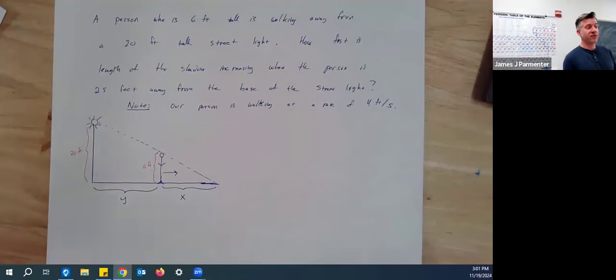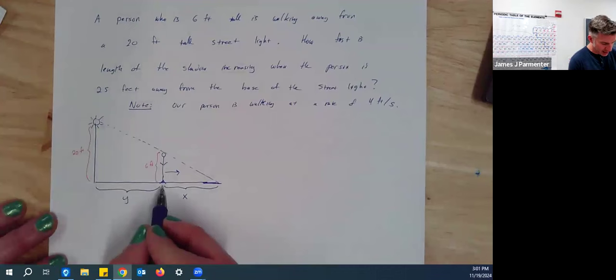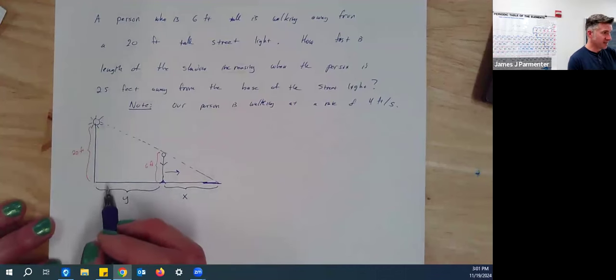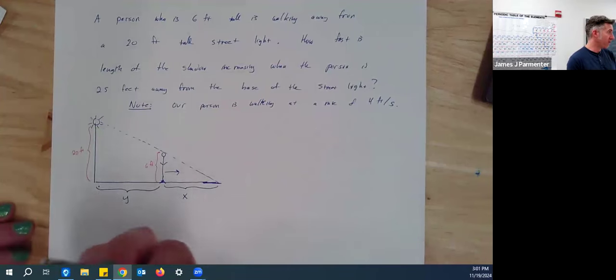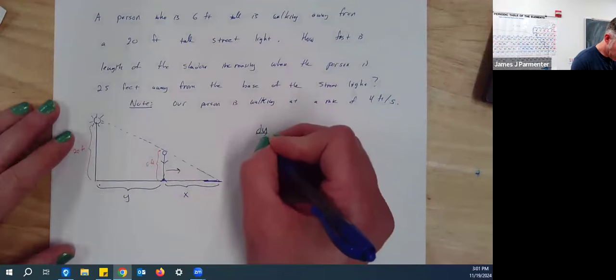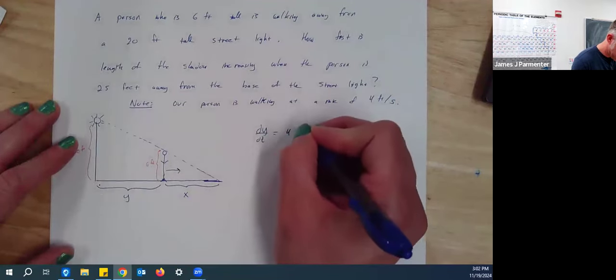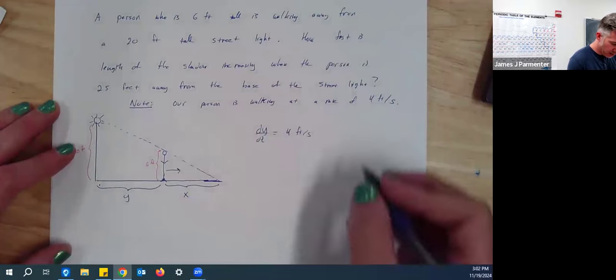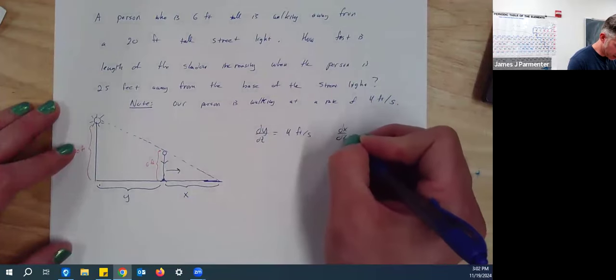So now that we've said that, we can say that dy/dt, how fast the distance between them and a stationary object is increasing, should be 4 feet per second. And we want to know how fast the length of their shadow is increasing.